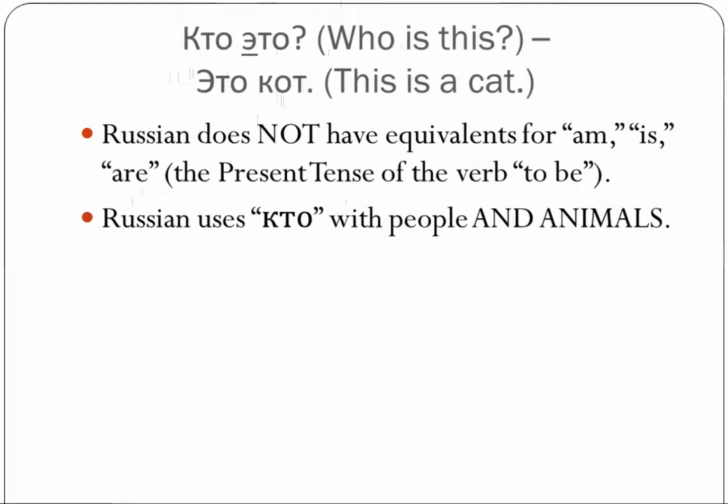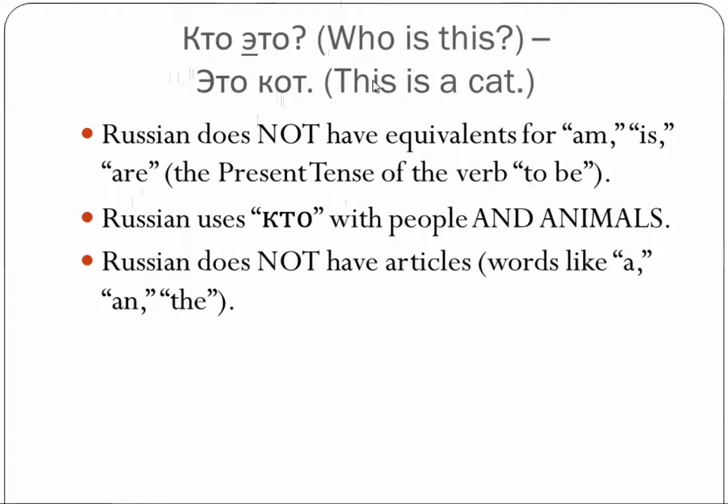You can even ask what about people, like what does he do, what is he. In Russian, we never do that. It's always кто with people and animals. And finally, in this sentence, we have 2 words in Russian and 4 words in English. So one more thing that's missing is the word "a". So in Russian, we don't have articles. We don't have "a", we don't have "an", we don't have "the".